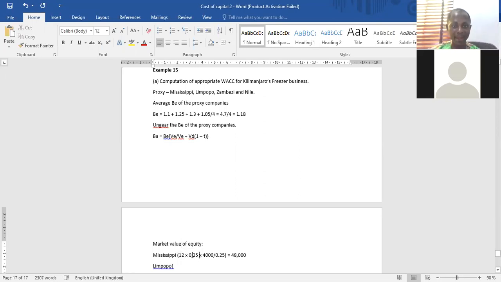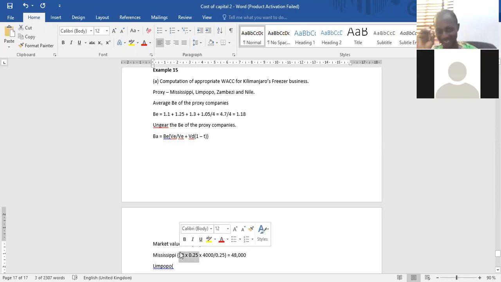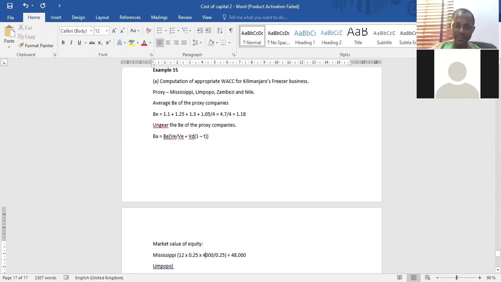When you multiply price earnings ratio by EPS, you get market price per share. The total nominal value of shares of Mississippi is 4,000 naira, which is 4 million, and the nominal value per unit is 0.25. So how many shares does the company have? The company has 4,000 over 0.25. The company has 16,000 shares. That's what it means.